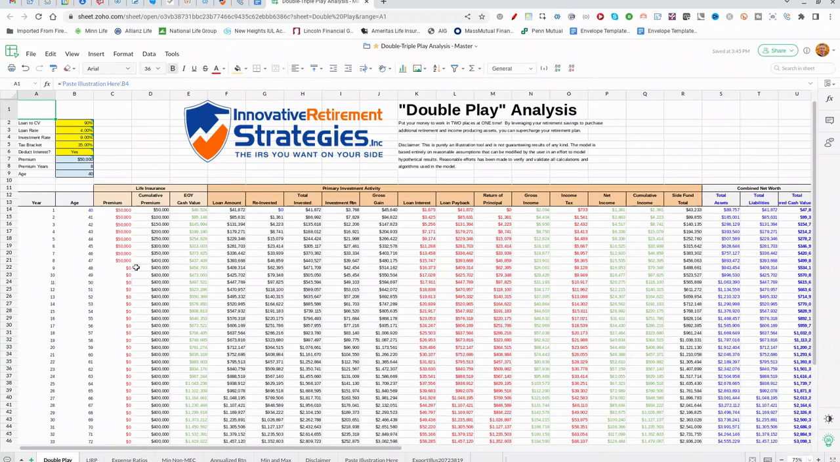So that's the purpose of this graph. Let me kind of go through the sections on here. Up in the upper left corner, these in yellow are the user adjustable parameters.